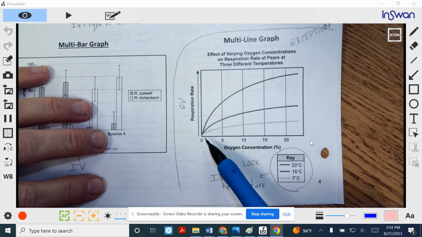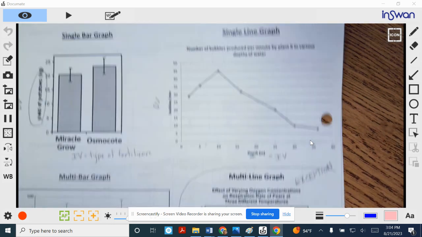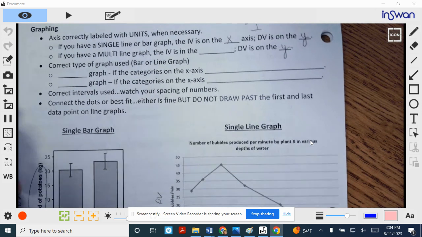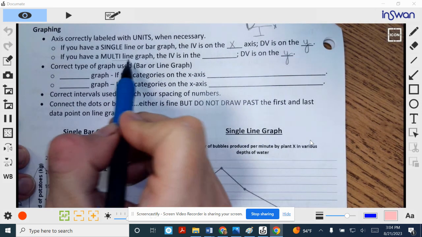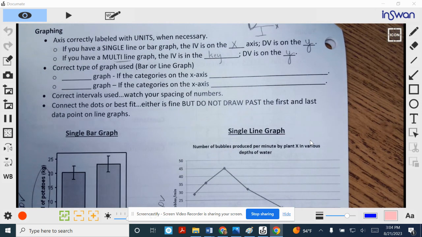If you have 2 or 3 or 4 lines, you need to look at the key to figure out what that IV is. Let's fill in the notes here at the top. If you have a multi-line graph, your IV, you need to go to the key and study and figure out what they are changing between those different lines. That's your IV.